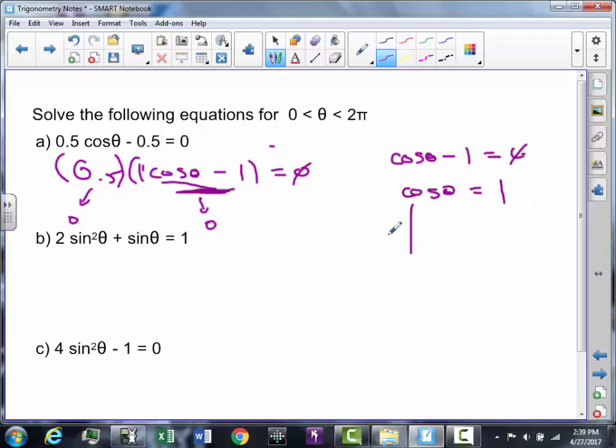Where is cosine equal to 1? Here's a cosine graph. Where was it equal to 1? Here. And here. So 0 and 360. Potato, potahto, ways of doing the same thing.